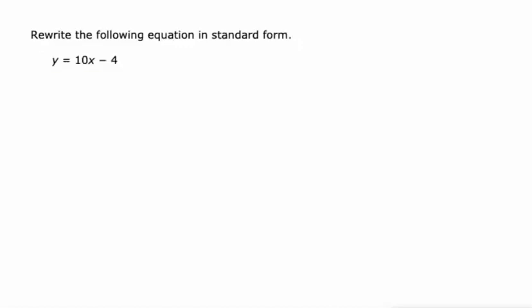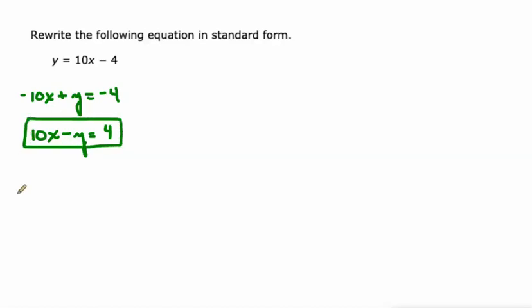Pretty simple, right? All right, on this one, we're going to subtract 10x from both sides. So that'll give me negative 10x plus y equals negative 4. I think IXL will accept that as an answer, but I usually like to get rid of negative values as the lead coefficient. So I'm going to make it 10x minus y equals positive 4. So just take the opposite of every single term. We don't normally leave negative lead coefficients in standard form.